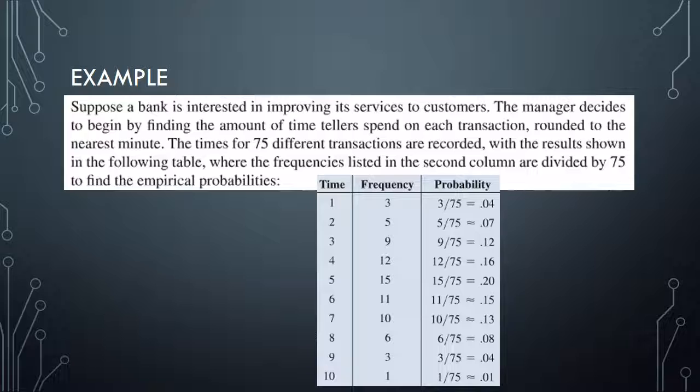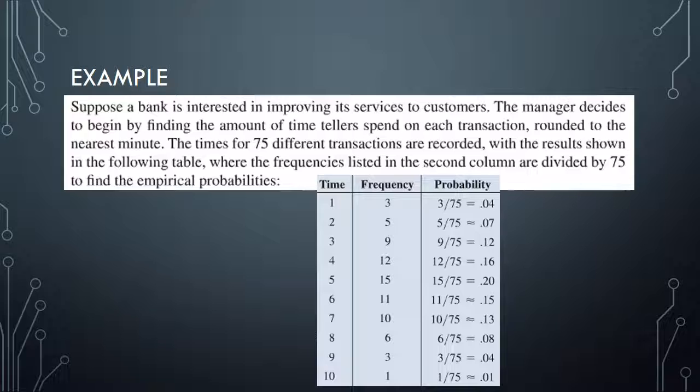So suppose a bank is interested in improving its service to customers. The manager decides to begin by finding the amount of time tellers spend on each transaction, rounded to the nearest minute. The times for 75 different transactions are recorded, and the results are shown in the table, where the frequencies listed in the second column are divided by 75 to find the empirical probabilities.